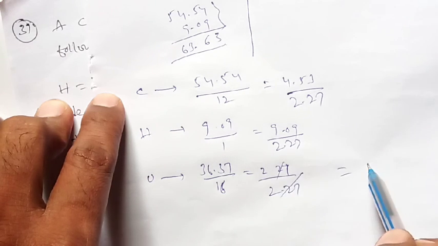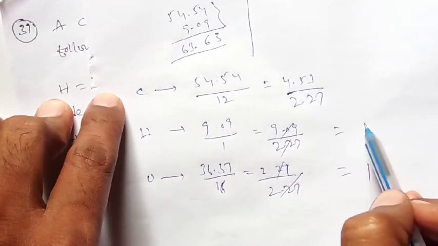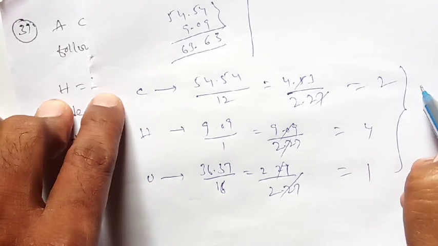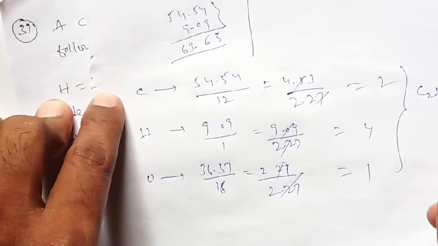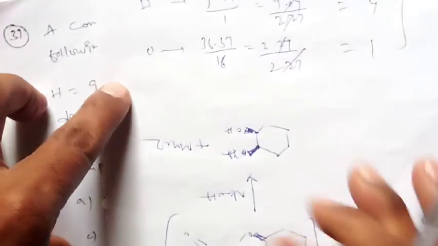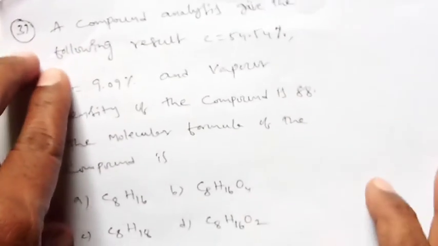So how many times is it? 1 time. How many times? Nearly 4 times. How many times is it? 2 times. So hence, what is the empirical formula? C2H4O. This is the empirical formula. Is it clear? Now, the empirical formula is obtained. What is the empirical formula obtained here?